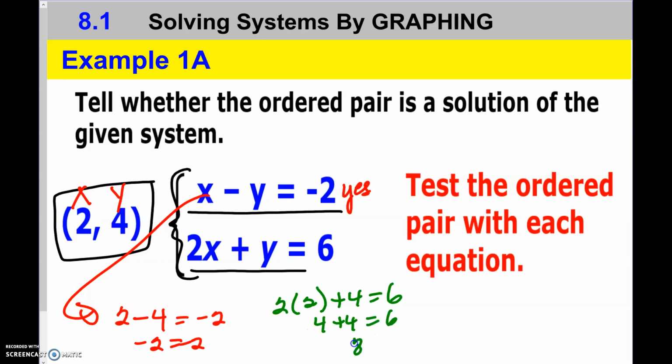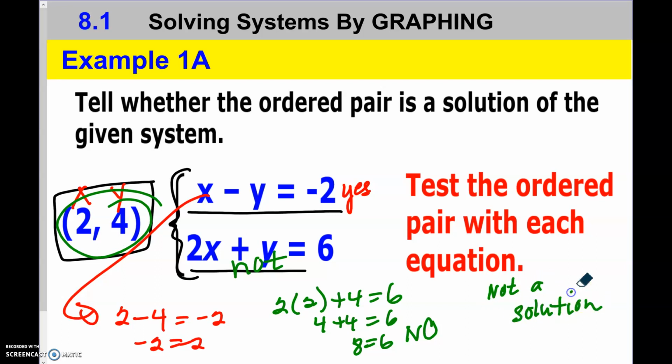So now I have 8. Does 8 equal 6? And that answer is no. So this point right here is not on this line. So that means when I draw those two lines, they are not meeting at the point 2, 4. This is not a solution. Why? Because it did not work for the second equation. 2, 4 is not on the second equation.